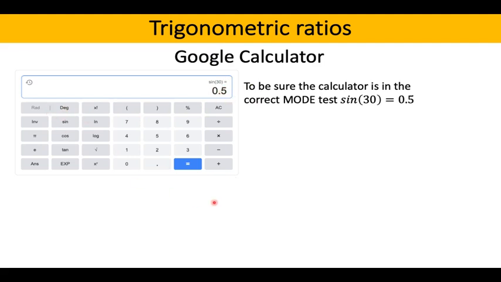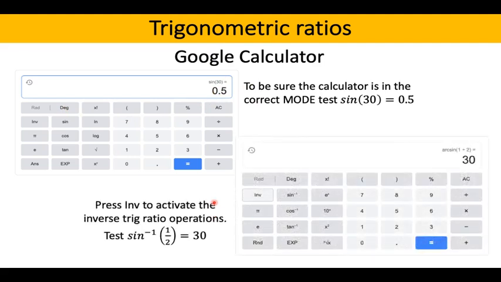to make sure you're in the right mode. You could also do inverse. You'll press the INV here just below the mode. Press that INV to activate the inverse trig ratios. So again, you can check with inverse sine of 1/2, you should get 30 to make sure it's in the right mode.